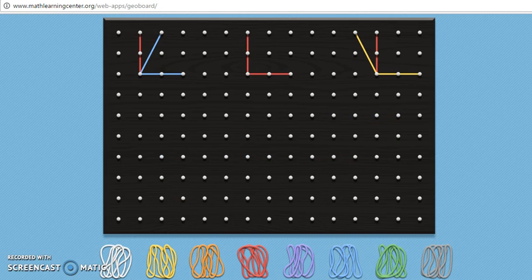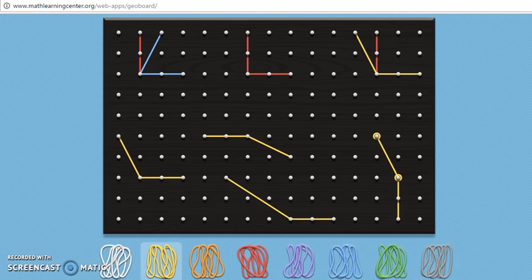Next, we will create obtuse angles with pairs of yellow rubber bands. Obtuse angles are greater than 90 degrees with an opening that is larger than a right angle. Here we have created an obtuse angle because it has an opening that is larger than a right angle. It is larger than 90 degrees.